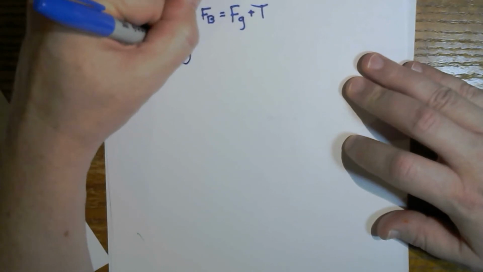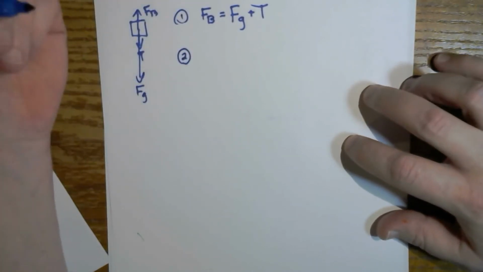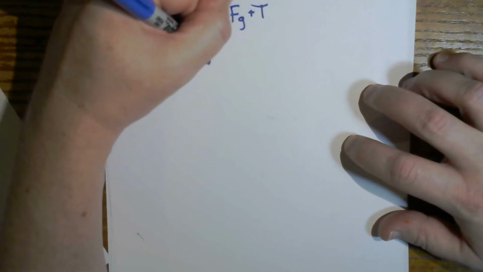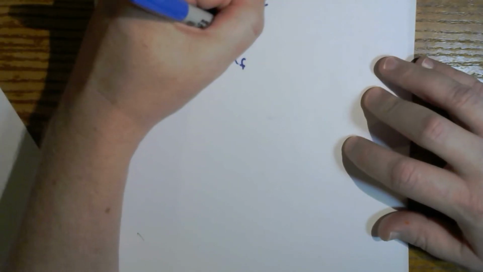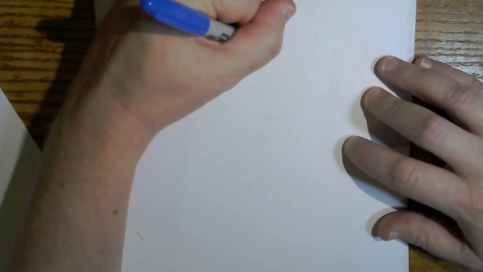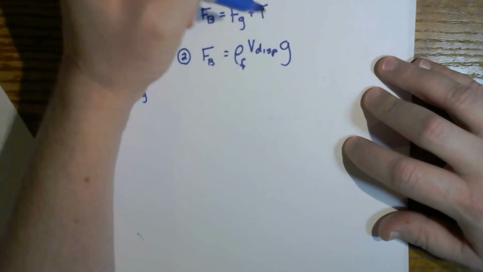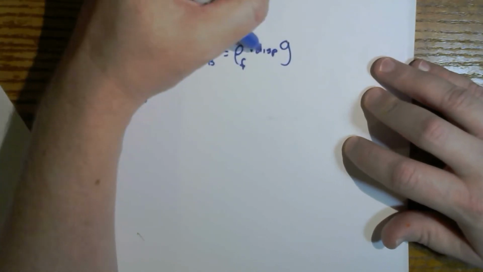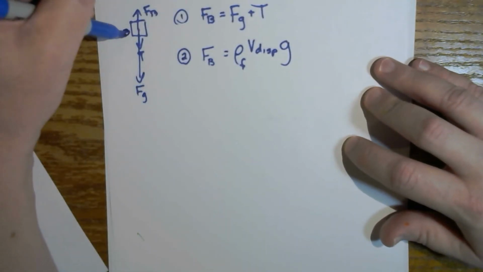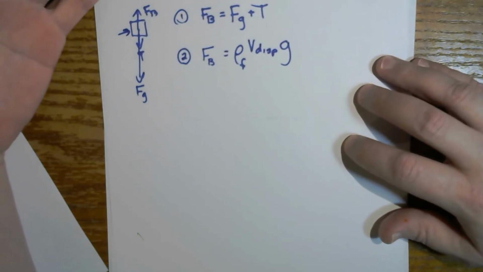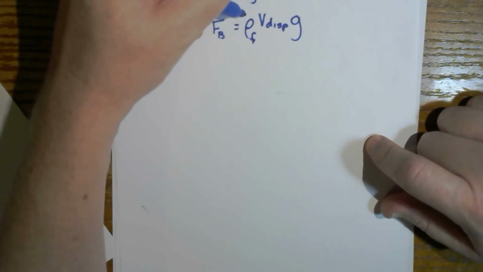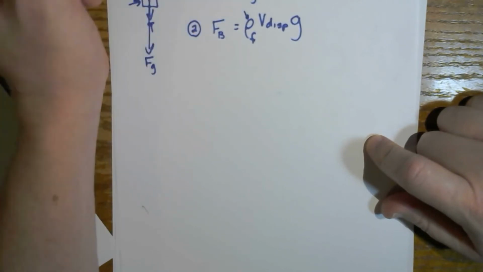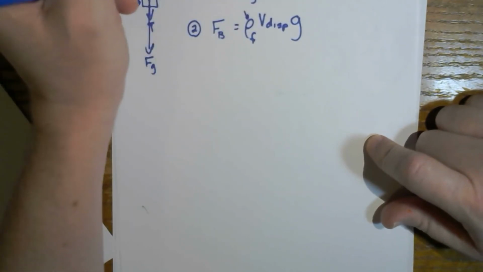Now, my second equation is Archimedes' principle. Archimedes' principle says that the buoyant force is always going to be equal to the fluid density times the volume displaced times g. Well, in that previous example, the volume displaced was the entire volume because it was completely submerged. So we've already got that. The density of the fluid was the density of the water. Of course, we know what g is.